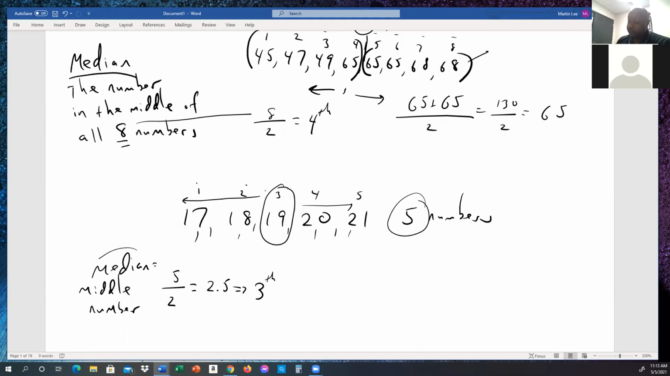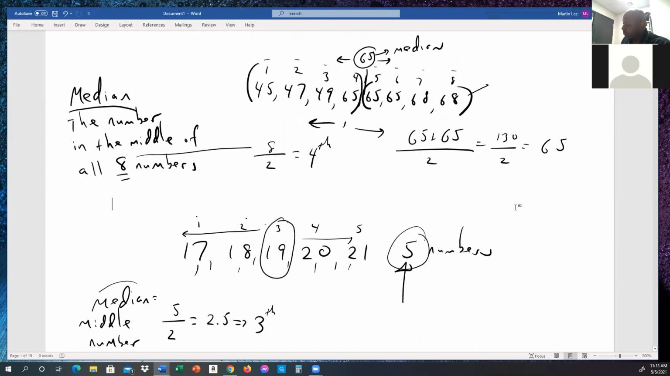So I wanted to include a different example of how to find the median if you had an odd number of numbers, because up here I had an even number of numbers. Sorry about that. Okay, so back to our original problem.